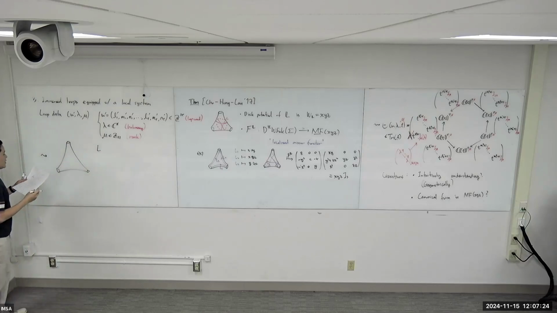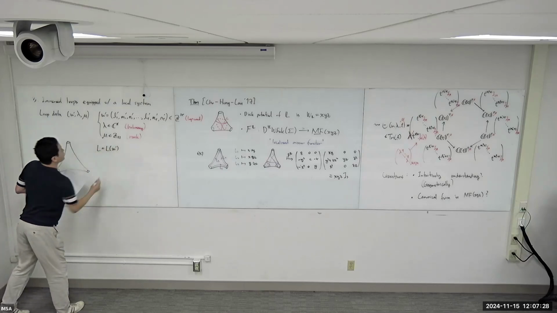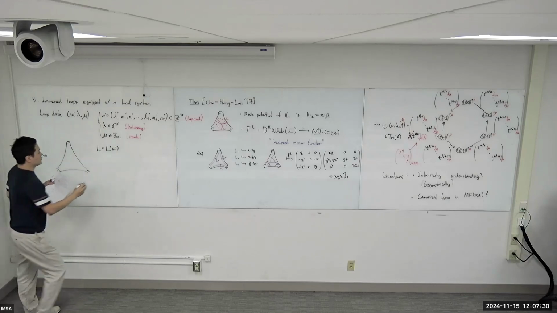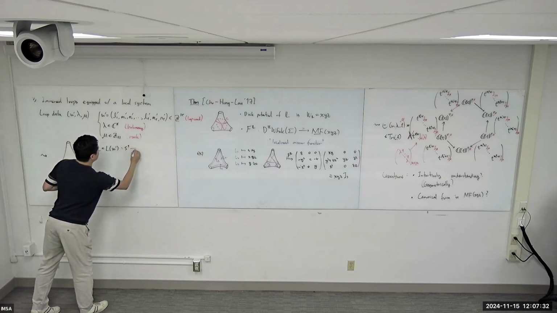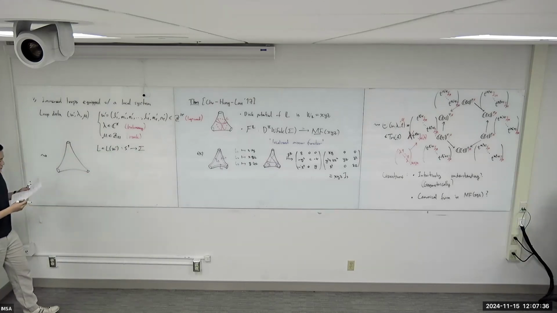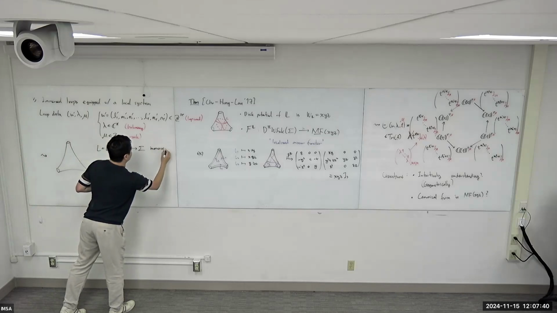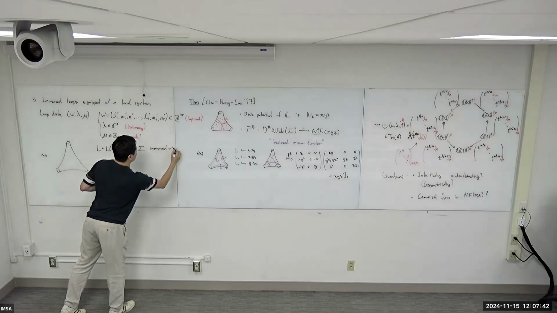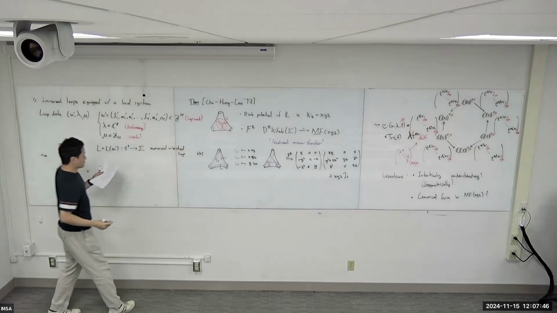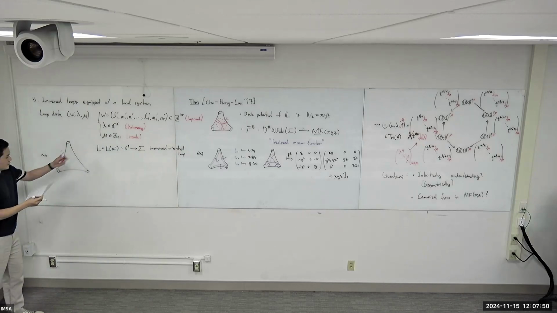So first, L, which depends on the chosen loop word, is an immersion of S1 into our surface sigma. This is an immersed oriented closed curve, or loop. Okay. I will explain it.